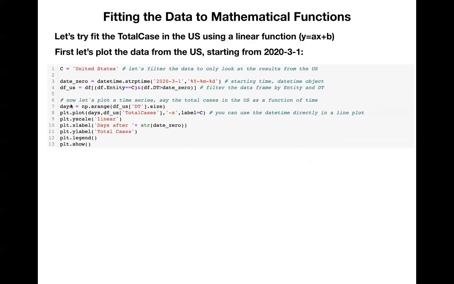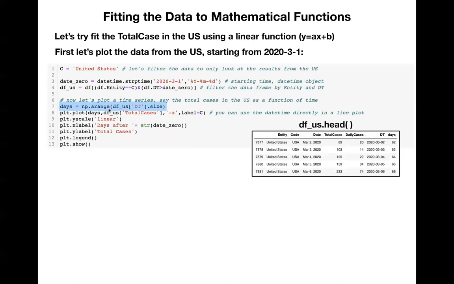So now I create a new variable. Remember that I could use the days directly, but the days will not be 0 starting from March 1st, because 0 is the last day of 2019, right? So now I create a new NumPy array here, and if you look at the days, it will be starting from 62. That's df_US.head. And if I use the days, it goes from 62 to about 150.